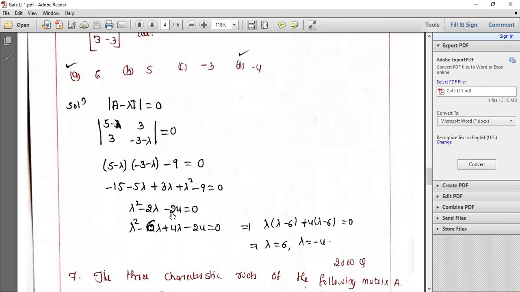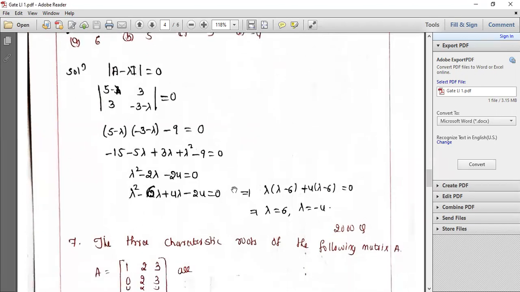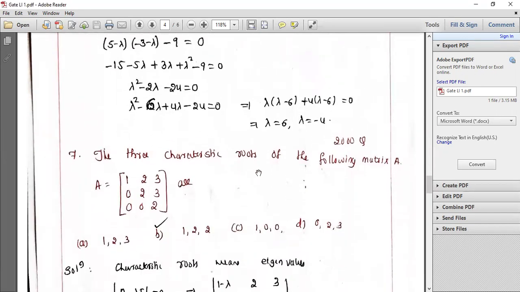So we want two factors. After multiplication, I should get minus 24. After addition or subtraction, I should get minus 2. So they are minus 6 and 4. By doing this, I'll be getting the value of lambda as 6 and minus 4. Therefore, both option A as well as option B are the correct answers. So lambda is equal to 6 and lambda is equal to minus 4 are the correct answers. Now let us find the next example, which appeared in 2000.